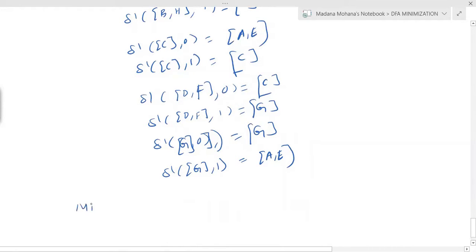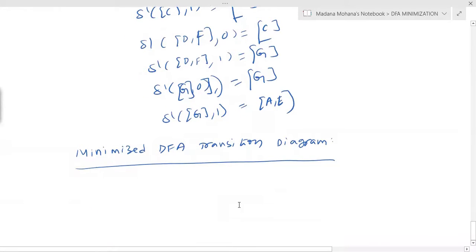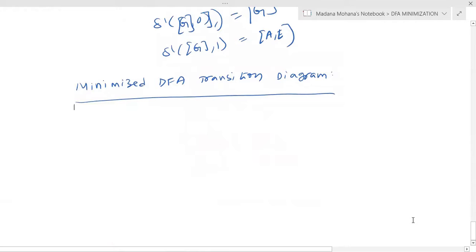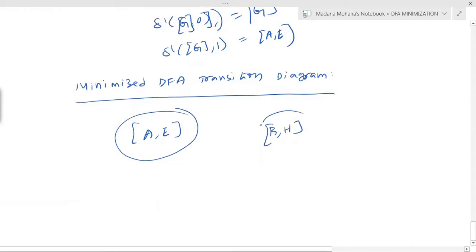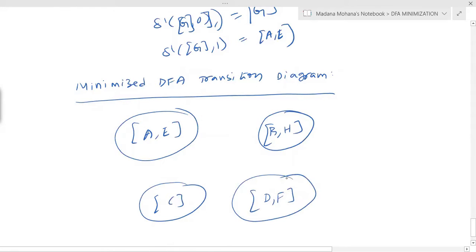Now draw its diagram and table. Minimized DFA transition diagram. Similarly, you can draw its table. I will draw the transition diagram here. Now, what are the states we have? In total we have 5 states. The first one is AE. All states you can represent within square brackets, followed by a circle. Then BH is the second state. Next we have C separately. Next we have the combination D comma F as another state. Then the last state is G. In total we have 5 states.